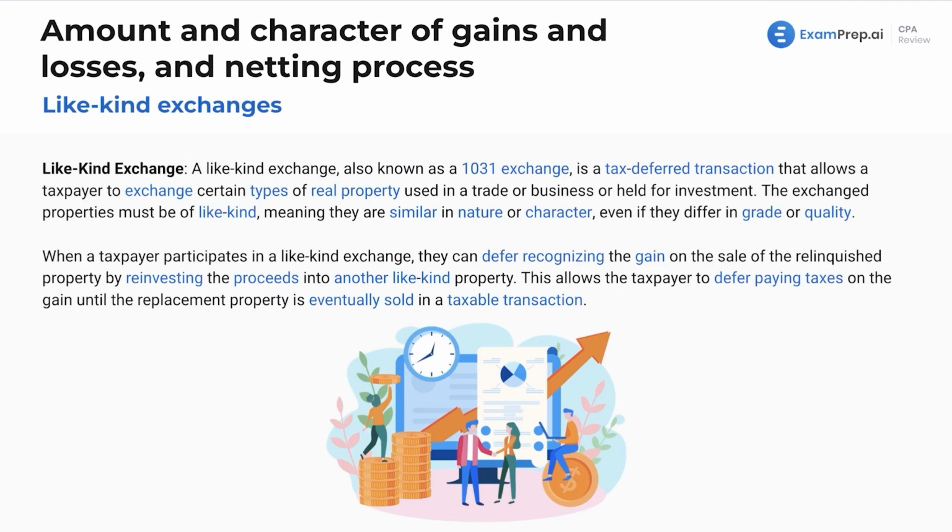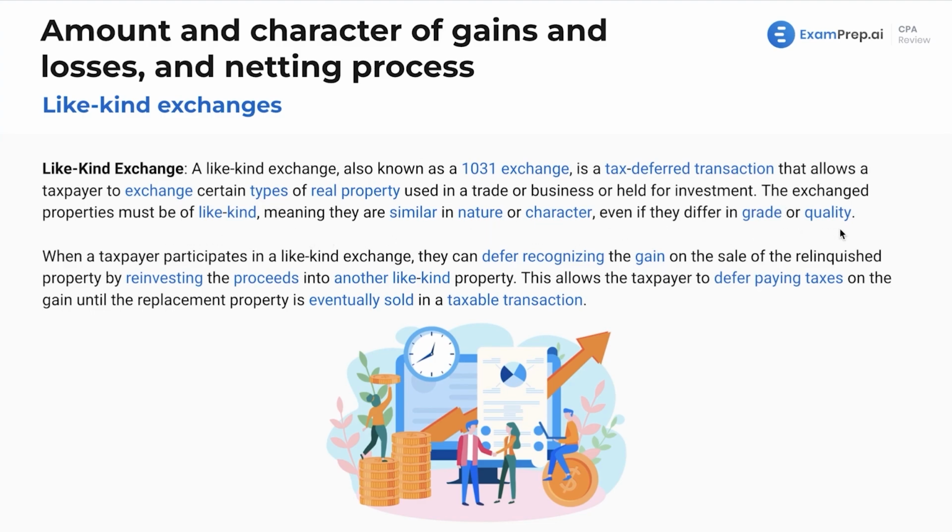Like kind exchanges, here we go. Now, as I said, we've got a lot of this in our lesson on taxable and non-taxable dispositions. However, it's important. We'll talk about it here. It also is relevant. A like kind exchange, also known as a 1031 exchange, is a tax deferred transaction that allows a taxpayer to exchange certain types of real property used in a trade or business or held for investment. The exchanged properties must be of like kind, meaning they're similar in nature or character, even if they differ in quality.